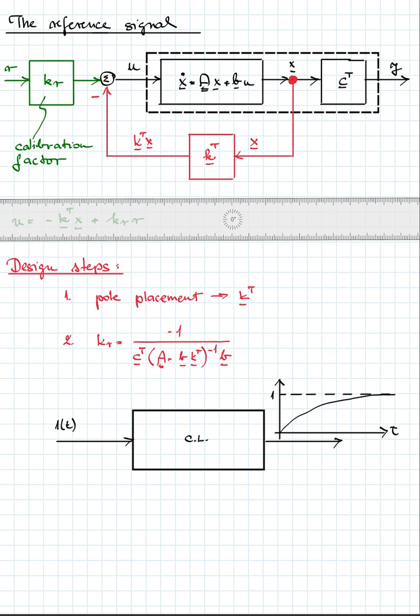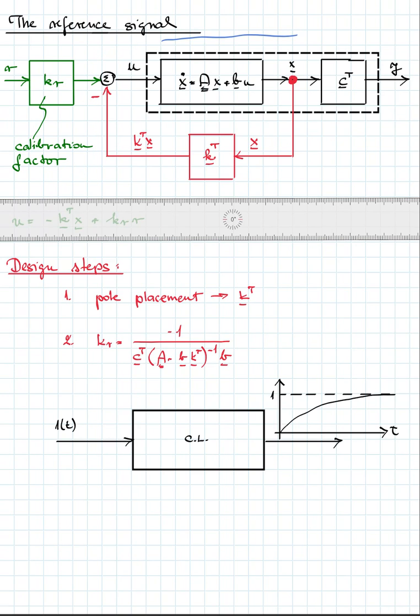Now let us take the reference signal into account. Until now we have the block diagram only with this part. So there was no reference on the left, which now I just put with green value. Until now, with the state feedback control with K transpose, we just can do that. The system is stable, the system can be faster, and so on. So we could change the behavior of the transient of the system.